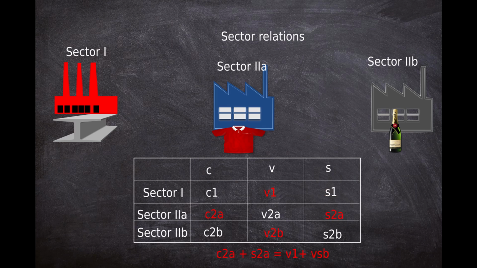Constant capital and the surplus of Sector 2A, the sector producing articles of consumption for the worker, is equal to the variable capital in Sector 1 and Sector 2B. Sector 2A can only get money by selling articles of consumption to workers employed in those other two sectors.